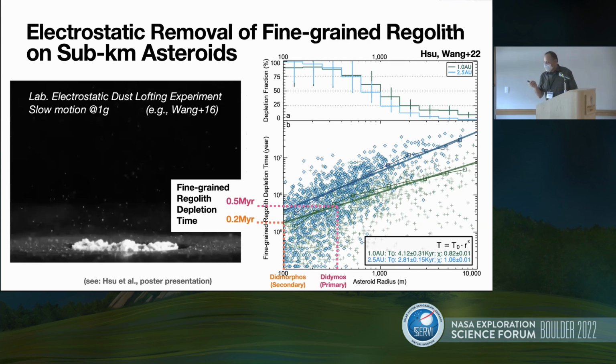So that's a recent paper, which actually just came out a week ago or so, which tells you all the details of what happens and how quickly you could remove fine dust from the surface of a small asteroid. And it turns out that half a million years or 0.2 million years is sufficient to clean the surface of these target asteroids. There will be no small dust particles, if you were to look at them one at a time.